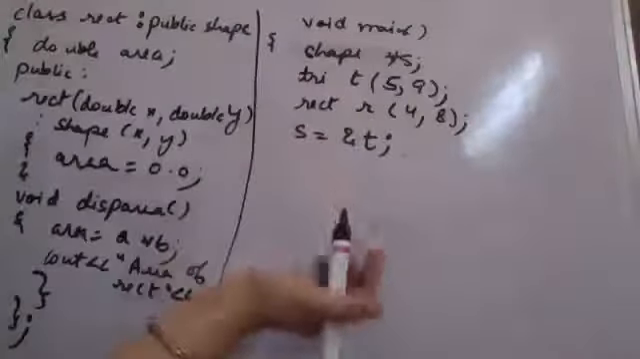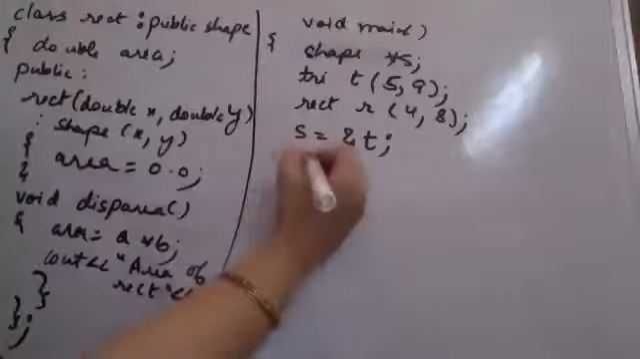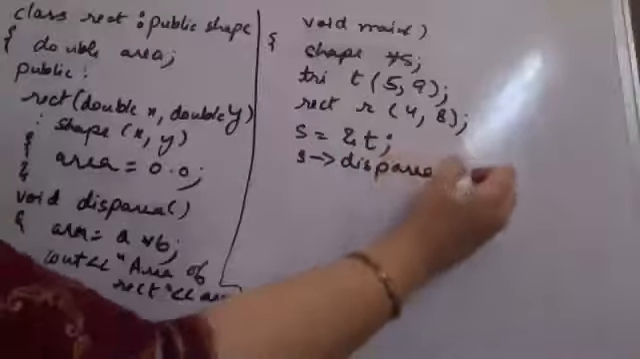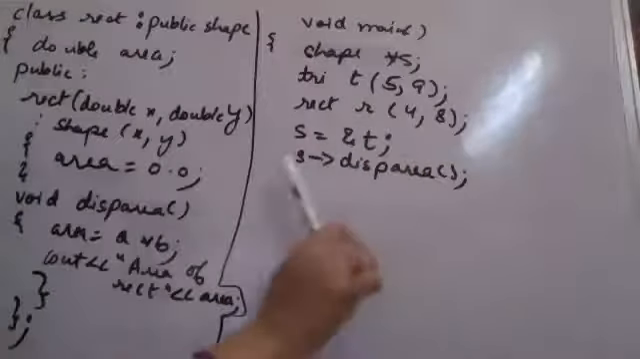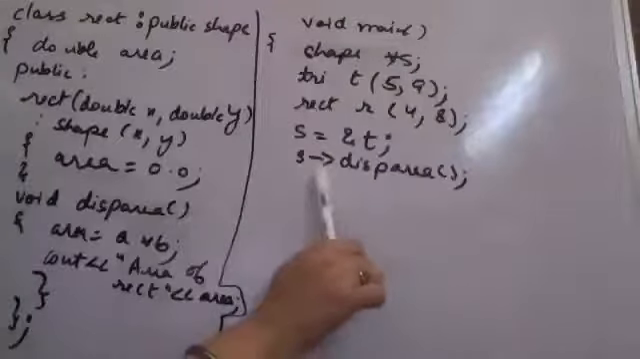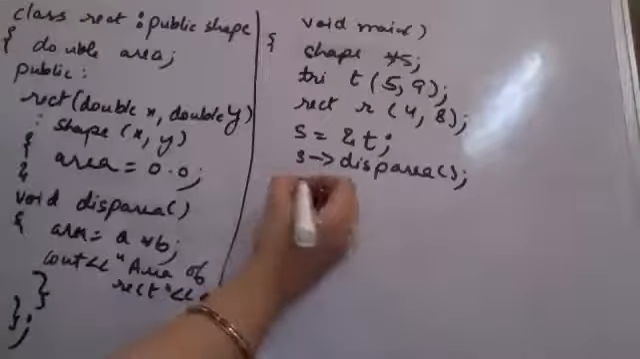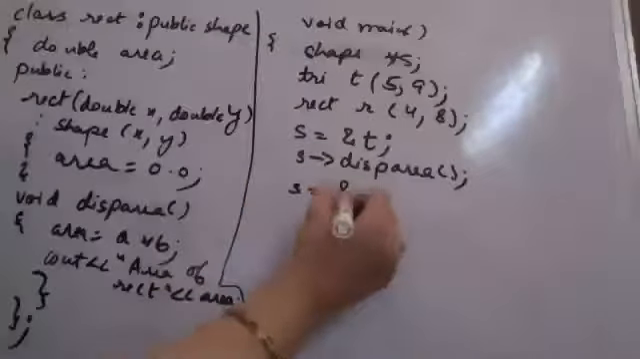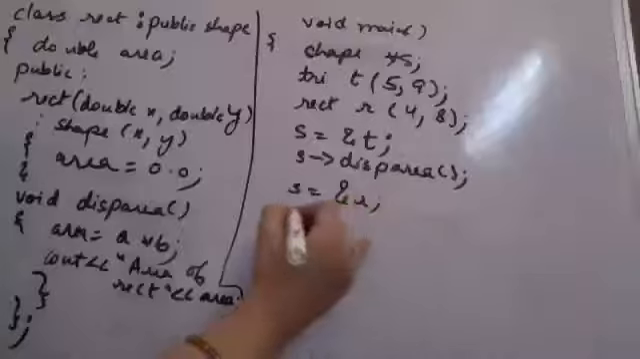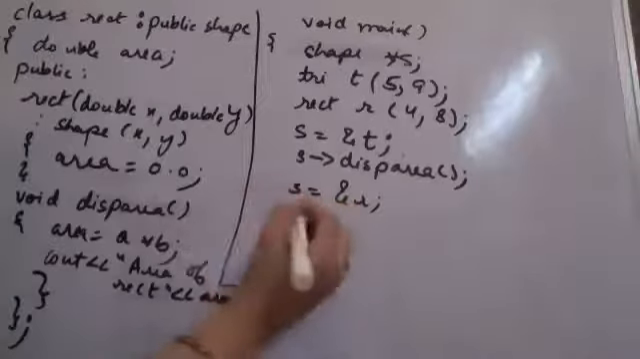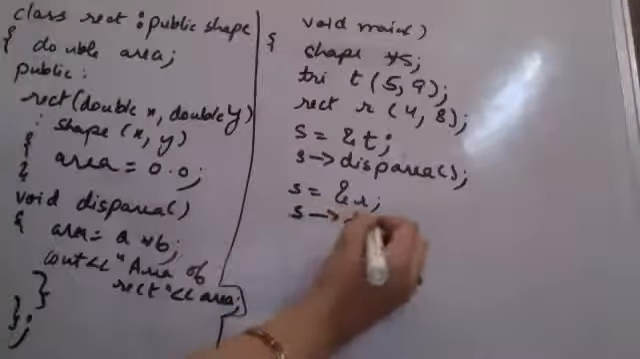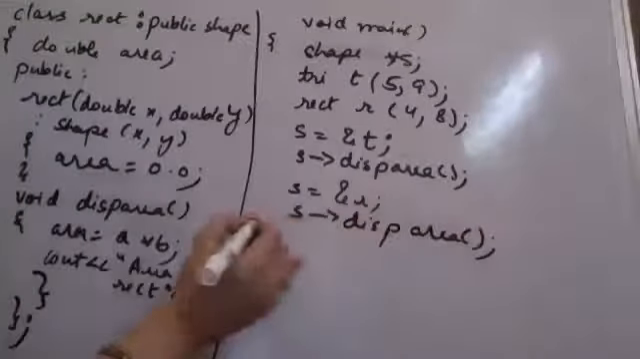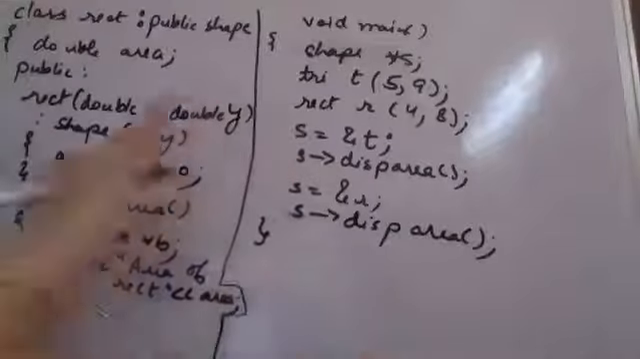First of all, I need to call the display area here. So what am I simply doing? I am doing S display area. So the area should be calculated and displayed. I am using a pointer, so I am using the arrow operator. Fine. Then S is equal to address of R. And I am saying, sorry, S display area. So this is without using arrays. I have not used them yet. I will just show you with an example.